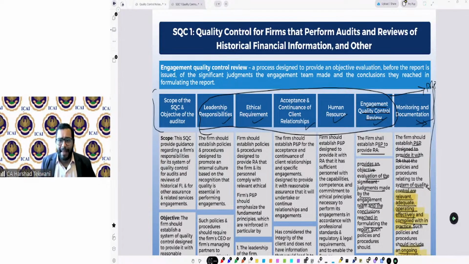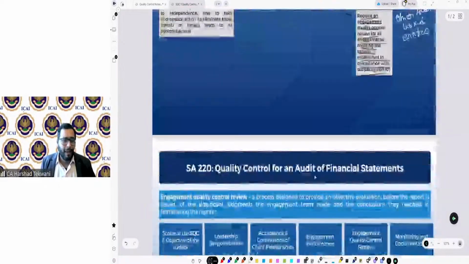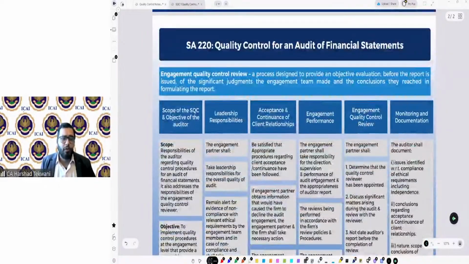After the break, we will gather back and continue with the next standard on quality control. That is SA 220, quality control for an audit of financial statements. Again, on similar lines, there is not much difference with respect to SQC1. A few things that we need to understand here. So let's take a quick 10-minute break, and after the break, we'll gather back.